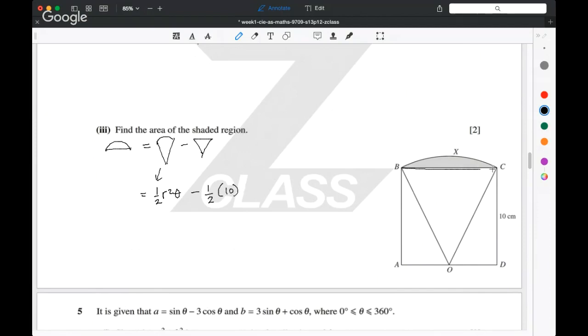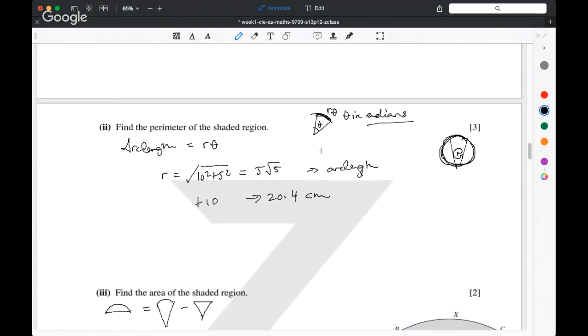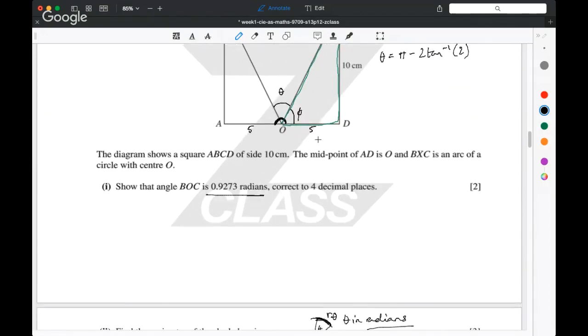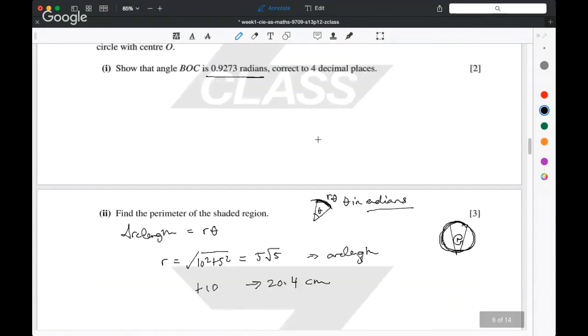This is the base that we already said was 10, times height, which is also 10. And we know that this is 1/2 (5 square root 5) all squared times the theta that we found before, minus 100 over 2, and that's very easy for you to calculate. So really all of this required is you not to panic, to think about using trigonometry and how the angles will fit together, and to look in the formula booklet for the arc length and sector of a circle equations.